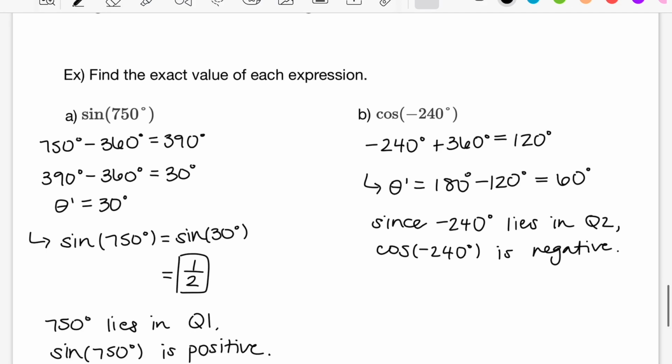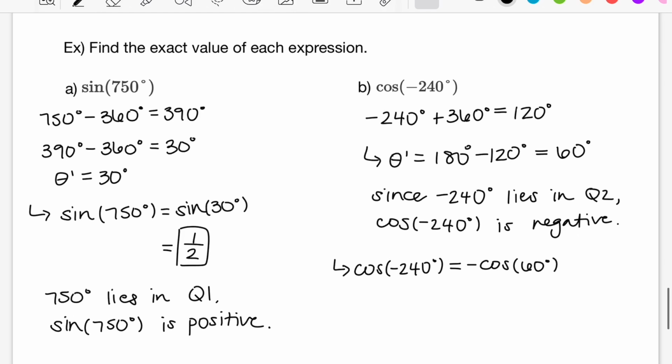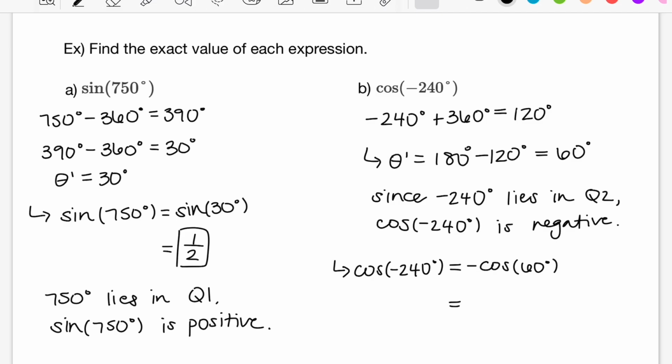Now with that information, when we go to evaluate cosine of negative 240, we know that this is going to be minus cosine of our reference angle, which will be 60 degrees. So cosine of 60 is 1/2. So we'll get minus 1/2 here.